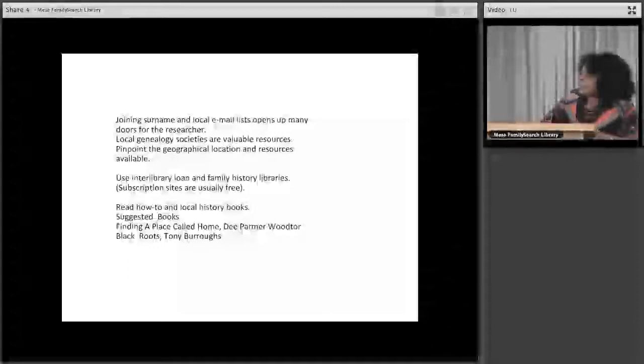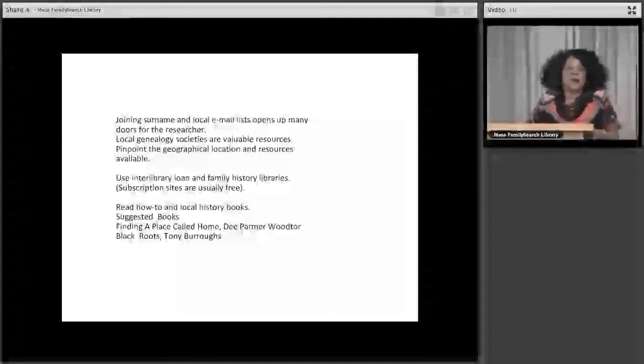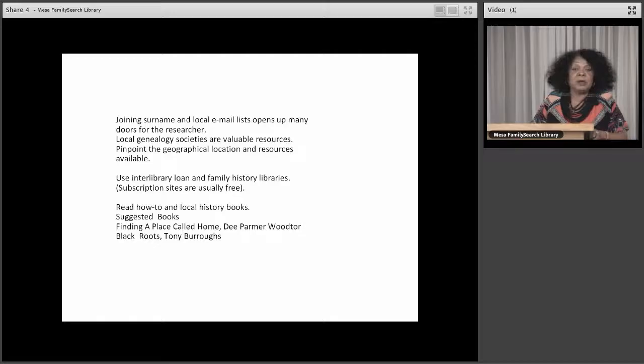I suggest that if you're just starting out, read a couple of books on doing African American research. My two favorites are Finding a Place Called Home by Dee Palmer Woodtor, and she was a mentor to me when I started out. And Tony Burroughs, who is probably, next to Henry Louis Gates, our most well-known African-American genealogist at this time.